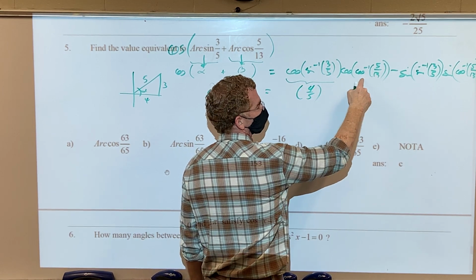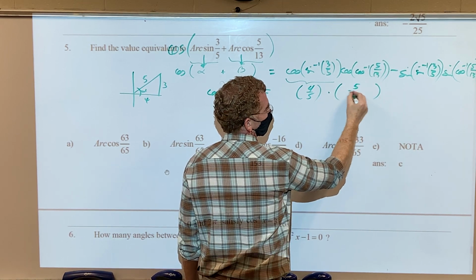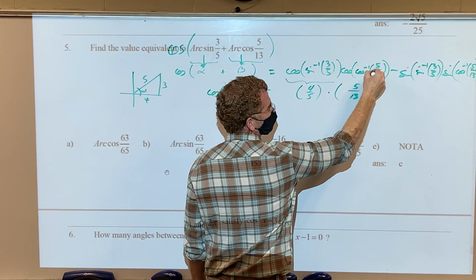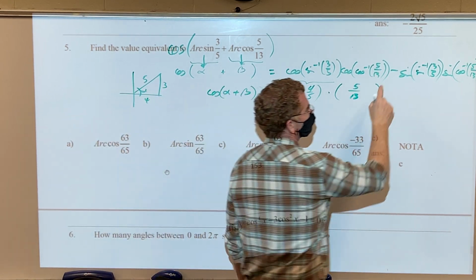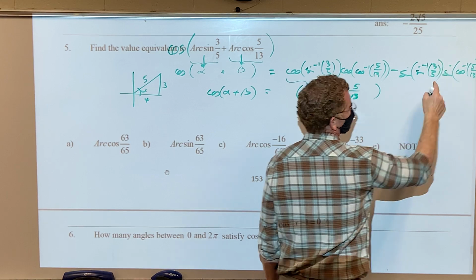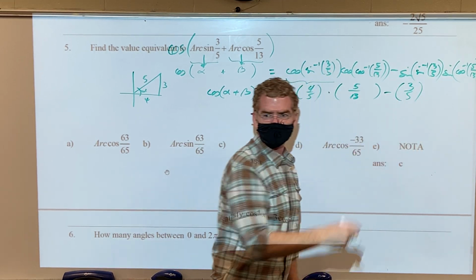What do you think cosine of inverse cosine of 5/13 is? And I can do that, right? I can cancel this because 5/13 is in between -1 and 1. What do you think sine of inverse sine of 3/5 is? 3/5. And I can do that because the 3/5 is in between -1 and 1.